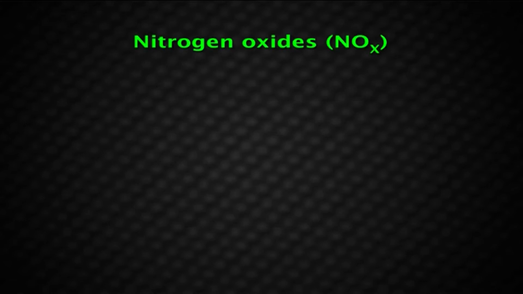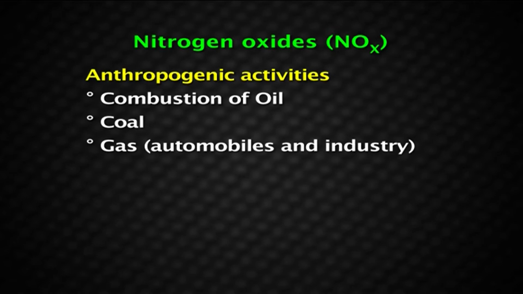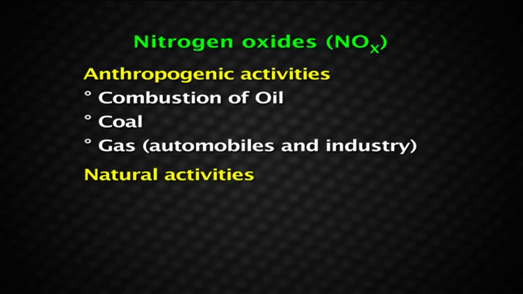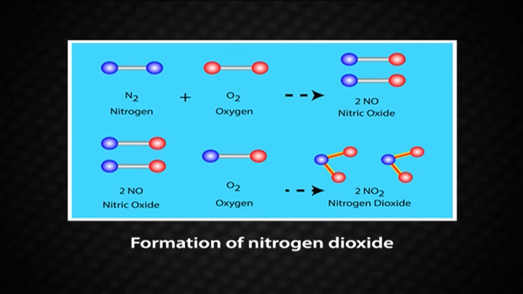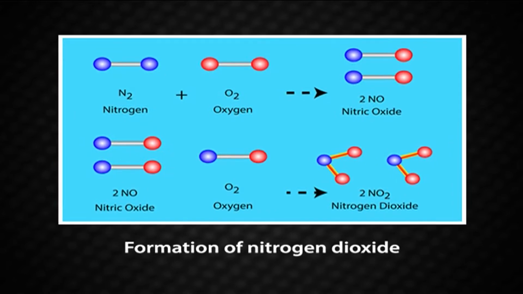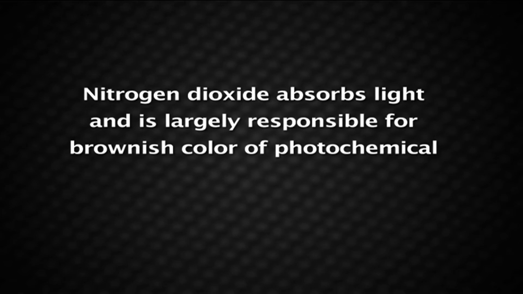Nitrogen oxides or NOx. These are the oxides of nitrogen that are formed as a result of anthropogenic activities like combustion of oil, coal, gas in both automobiles and industry, and natural activities like bacterial action in the soil, forest fires, volcanic action and lightning. All combustion processes account for only 5% of nitrogen dioxide in the atmosphere, most of which is formed from reactions involving nitric oxide or NO. As nitric oxide immediately reacts with additional oxygen to form nitrogen dioxide and nitrogen tetroxide, nitrogen dioxide absorbs light and is largely responsible for the brownish color of photochemical smog.